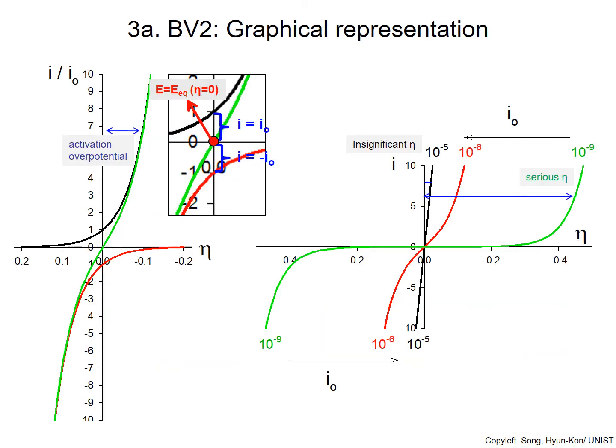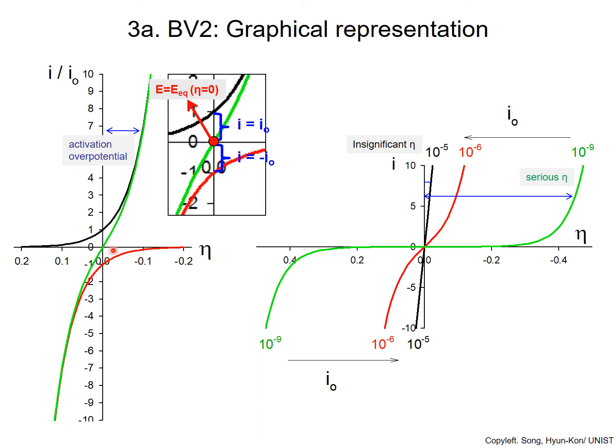So let me think about the current versus potential curve for the Butler-Balmer equation version 2. As shown in the Butler-Balmer equation version 1, we have 3 graphs here. The green one is the overall current. The black one is the cathodic current, and the red one is the anodic current. Of course, the overall current is obtained by summing the cathodic and anodic currents.